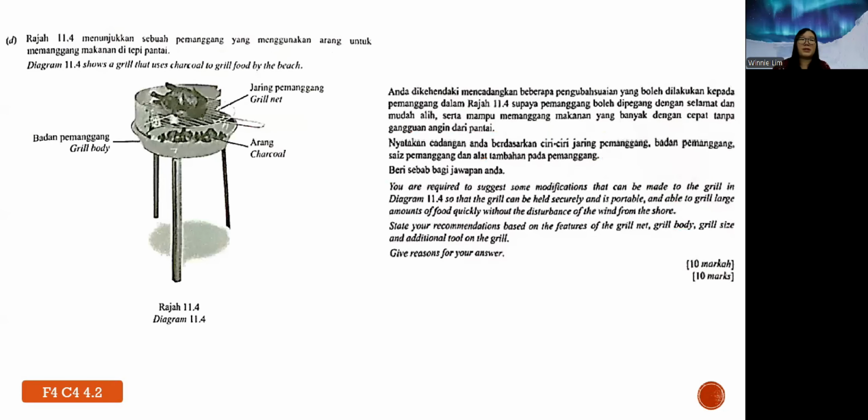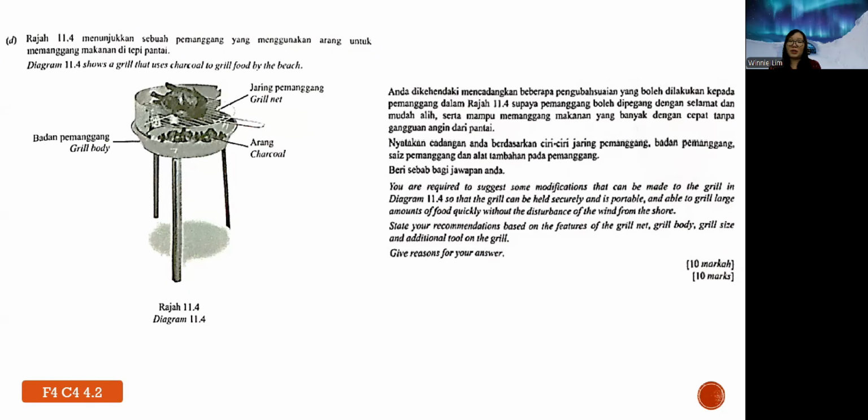Okay, the last question is a modification question. You need to find the aspects to be modified. So diagram 11.4 shows a grill that uses charcoal to grill food by the beach. You are required to suggest some modifications that can be made to the grill in diagram 11.4 so that the grill can be held securely, and it is portable and able to grill a large amount of food quickly without the disturbance of the wind from the shore.